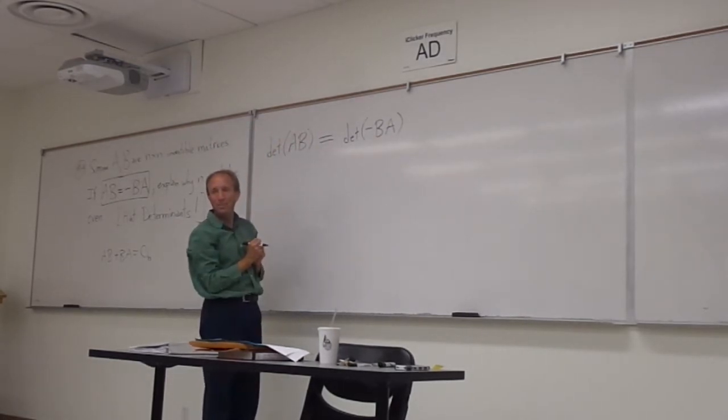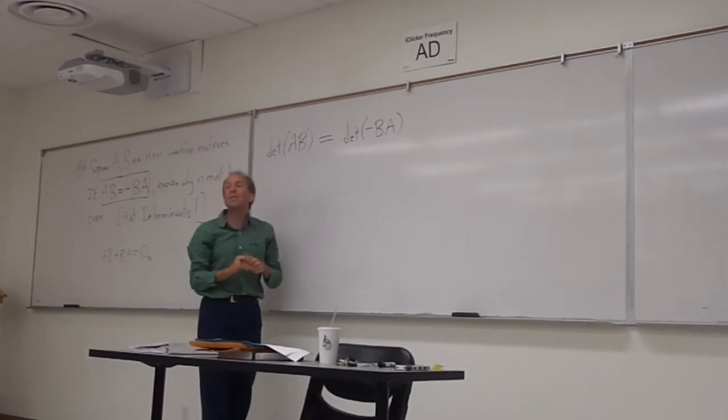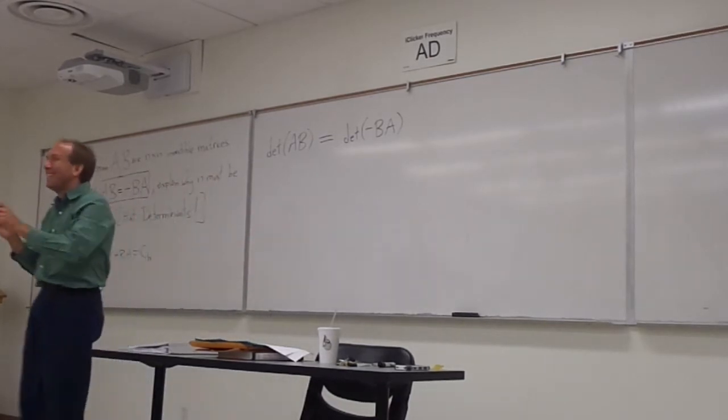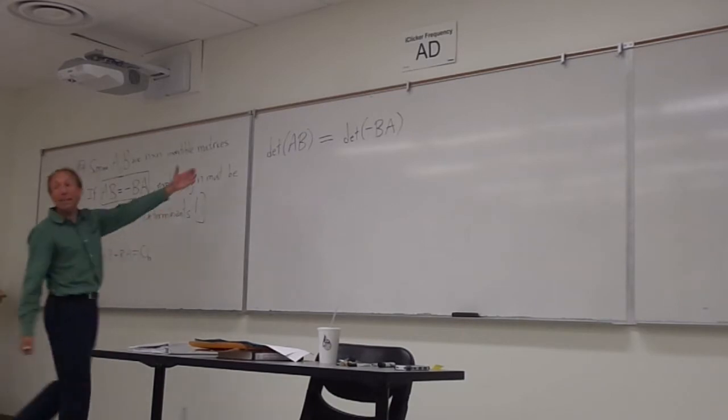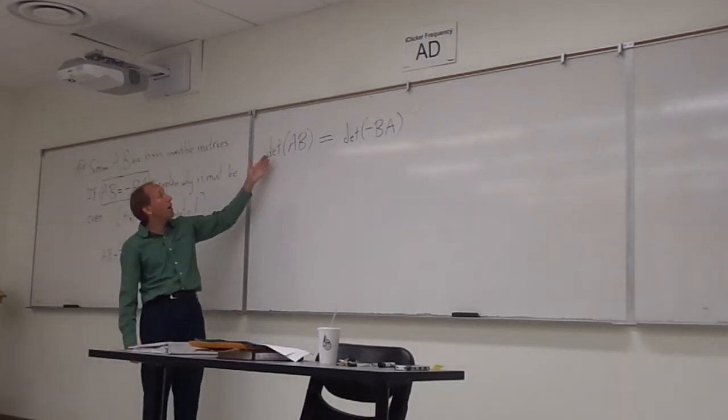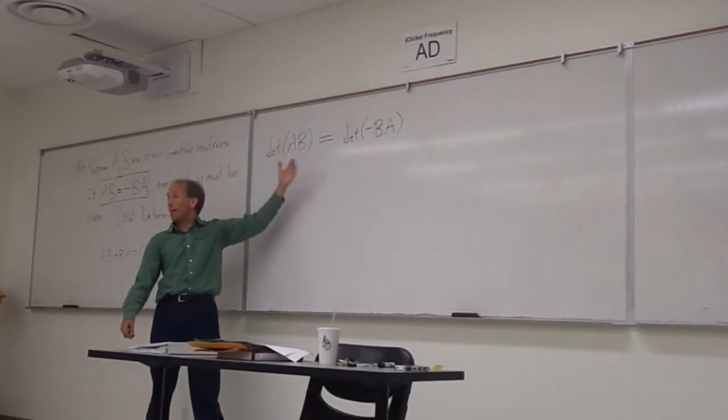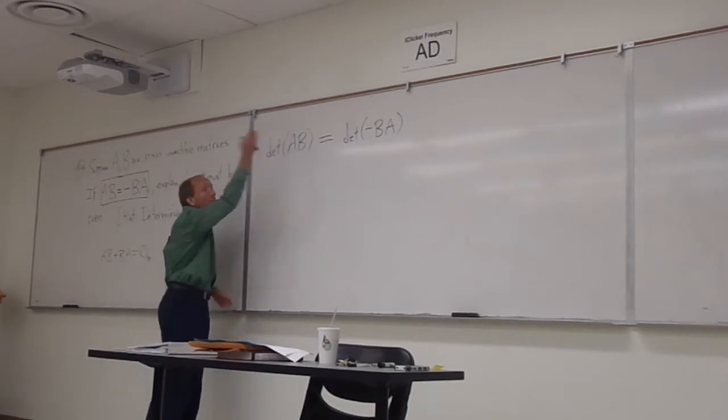Agreed? We're taking the determinant of both sides. Why are we doing that? Because it's the hint. Now we can sink our teeth into this and say, oh, this looks like something we've talked about in class, right? So what is the determinant of AB?